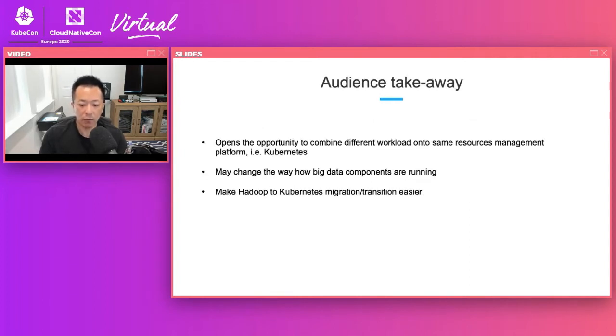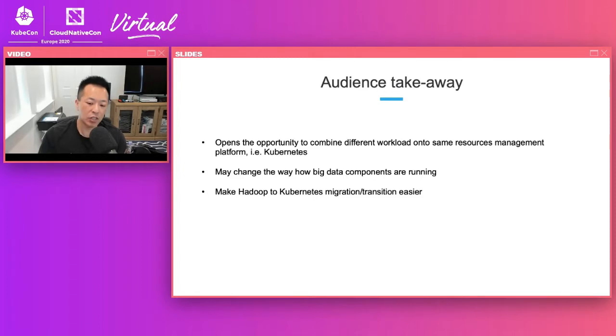The key takeaway for this presentation is that it opens the opportunity to combine different workloads onto the same resource management platform. I know a lot of companies have separate infrastructure serving online and offline, and the online infrastructure is usually idle or under less load during off-peak hours. Leveraging those idle resources will easily save companies millions in hardware cost.